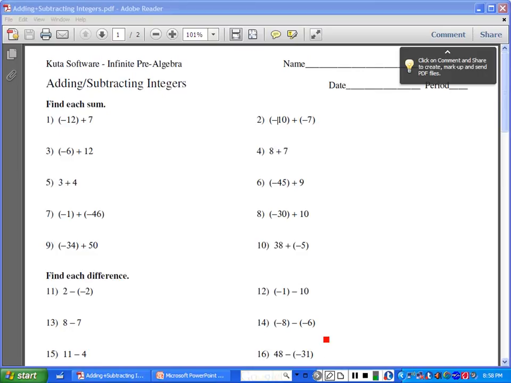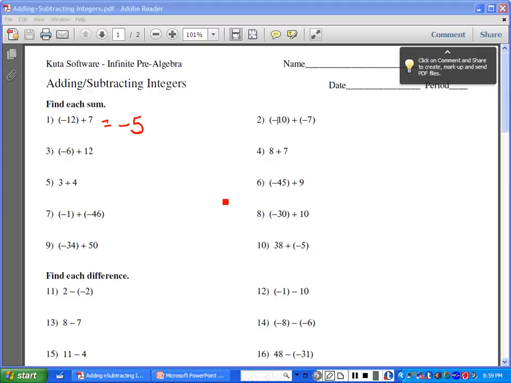Negative 12 plus 7. So we have different signs, so do the difference. If you subtract these two numbers, you're going to get 5. But we're supposed to take the sign of the bigger number. The bigger number is 12, therefore our answer is negative 5. And what you should do is go along with me or pause the recording and work it out ahead of me and see if you get the same answers.